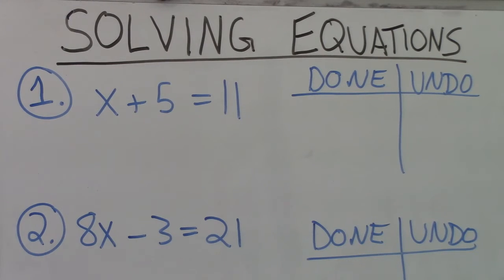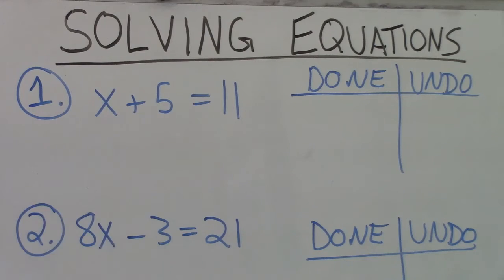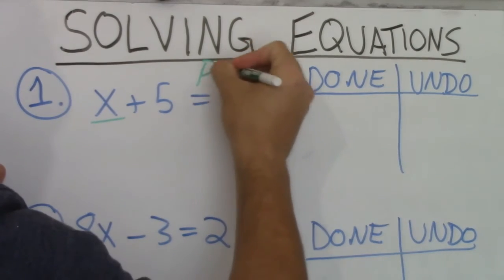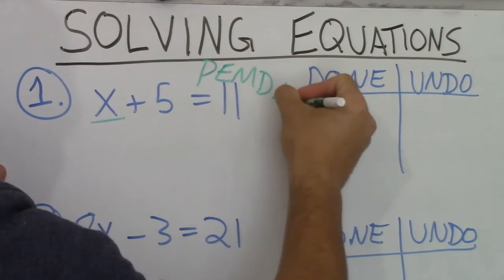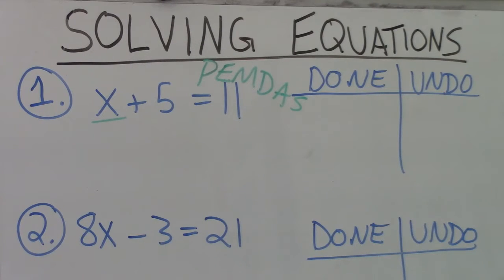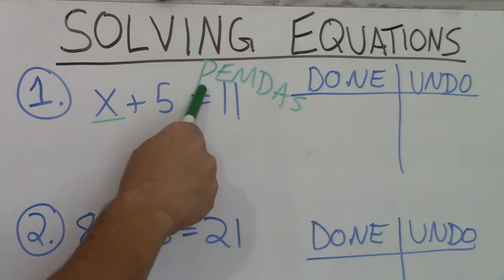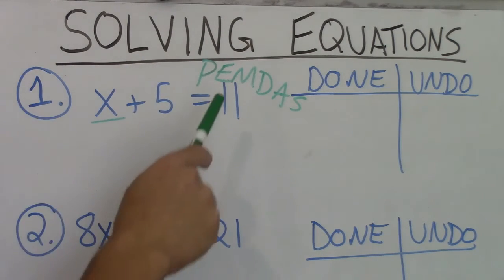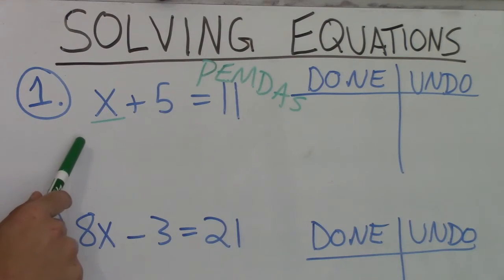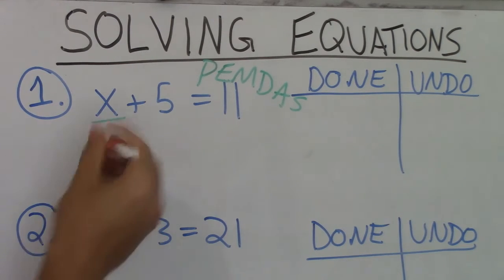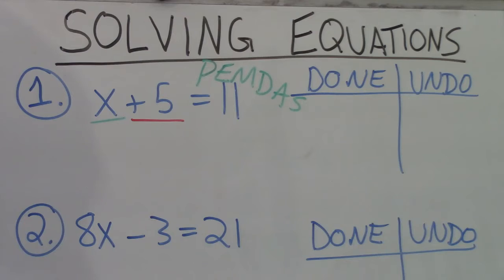So for number 1, we have the variable x that we are trying to isolate. This is what we want to get by itself. So we have to look at what is being done to x using the order of operations. So I will write it up here. PEMDAS. Okay. So if we look at this expression where x is, x plus 5, do we have any parentheses? No. Do we have any exponents? No. Is there any multiplication or division being done to x? No. Is there any addition or subtraction? Yes. We have a plus 5 is the only thing that's being done to x.